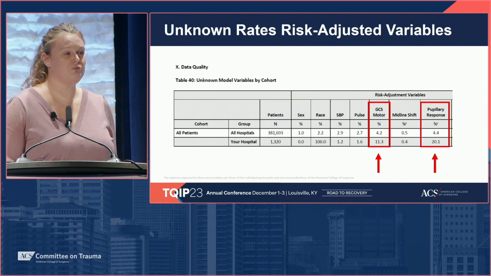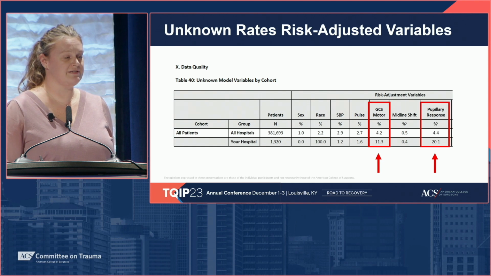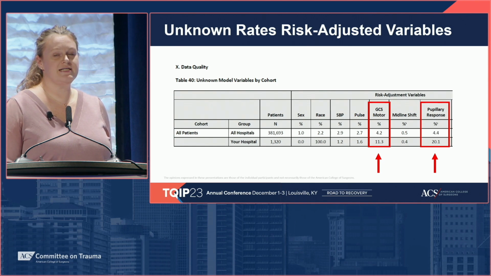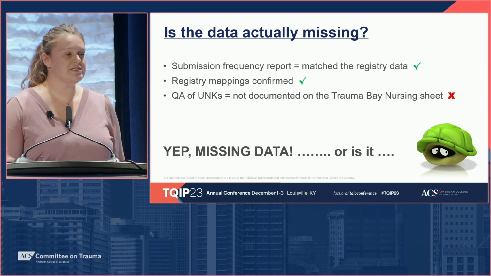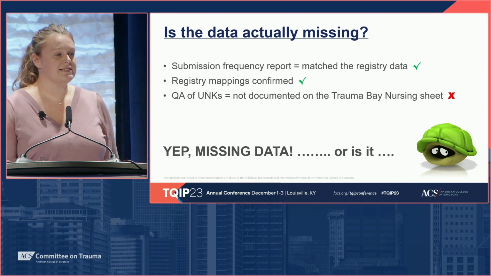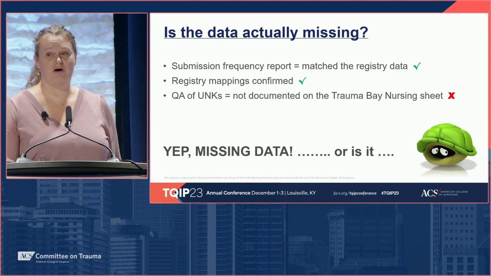During the review, we looked at the unknown rates for risk-adjusted variables. We had 3 to 5 times higher unknown rates of GCS motor and pupillary response compared to all hospitals. This wasn't news to the registry, as it had been flagged by TQIP on a previous data quality report. At that time, we had ensured that the unknown data wasn't related to any submission upload issues or incorrect registry mappings.